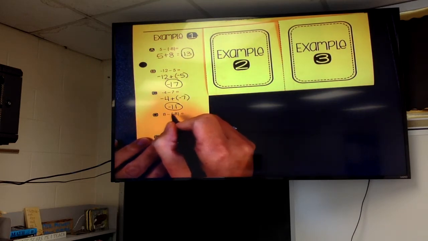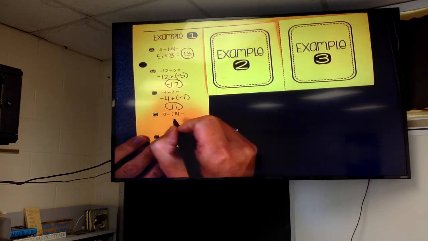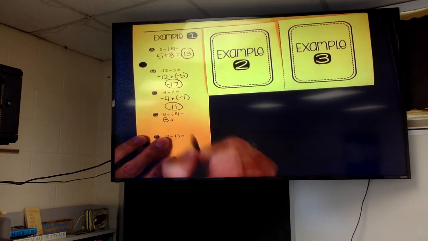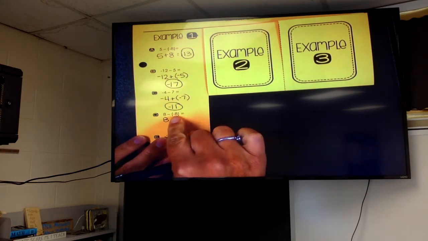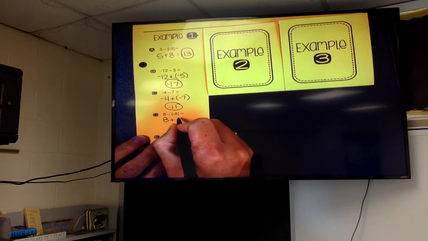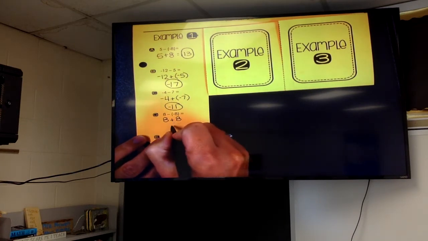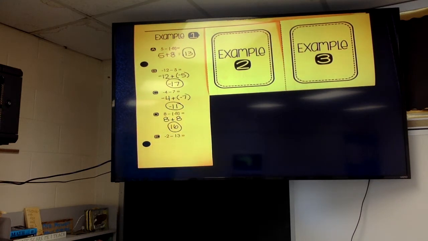D, 8 minus negative 8. Okay, I want to write the additive inverse, so I'm going to leave, change my subtraction to addition, and then I have a negative 8 here, which means I'm just going to make it a positive 8. So I'm just going to write 8. Oh, that's easy. 8 plus 8, I know, is 16. So if I have 8 and I take away a negative 8, that's actually going to give me the number 16.